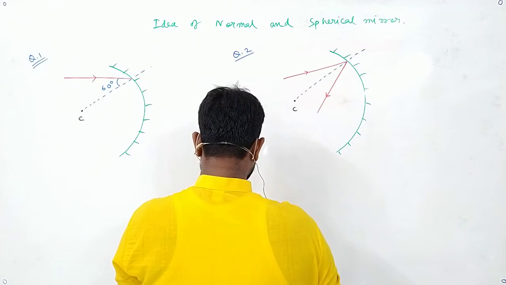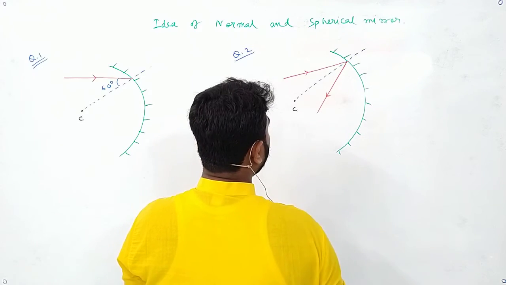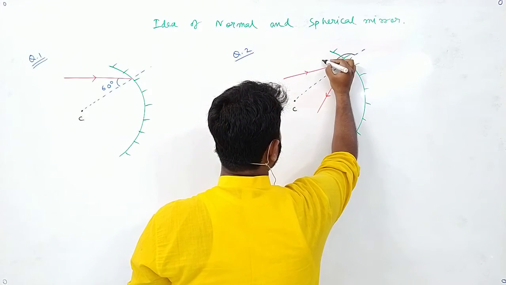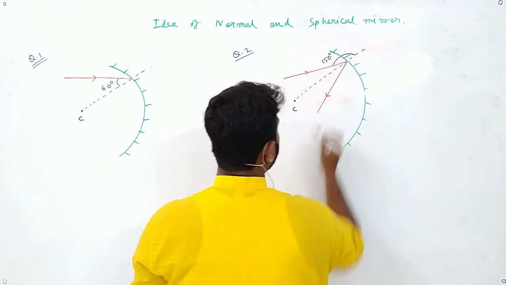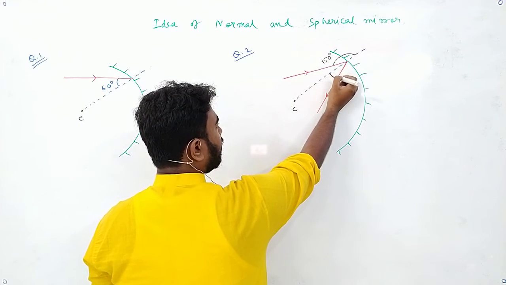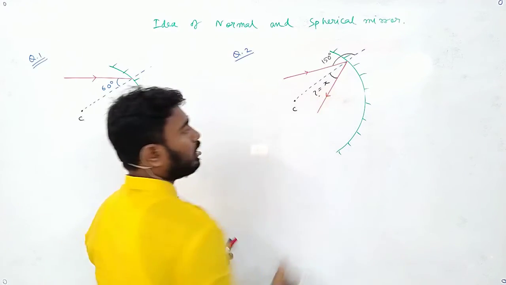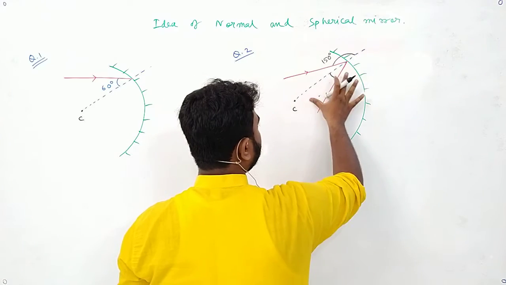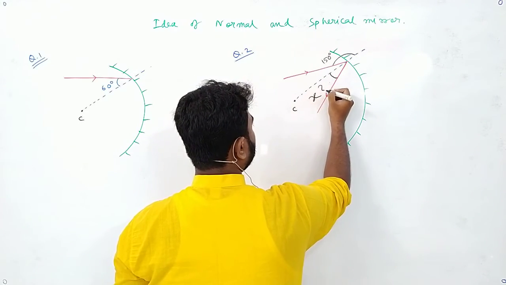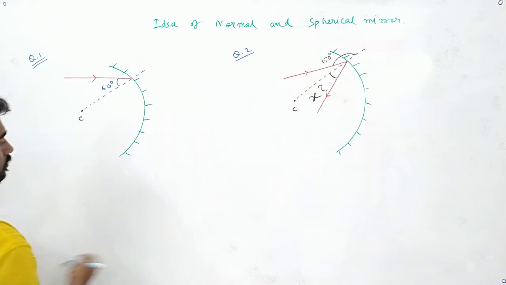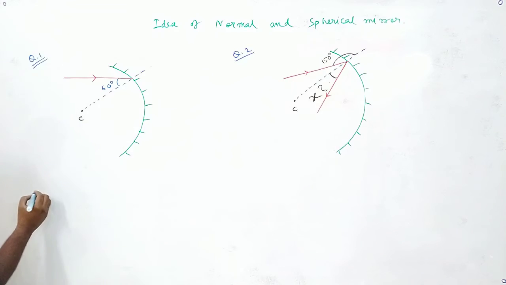If it is said that this angle is 150 degree, find out this angle, find out x. Okay, this angle is 150 degree, find out this angle x. Now question number 3.